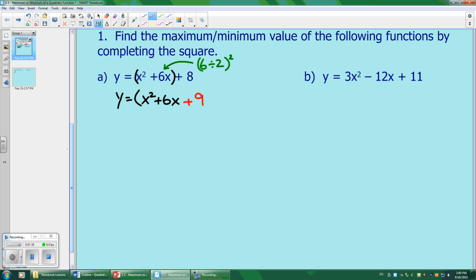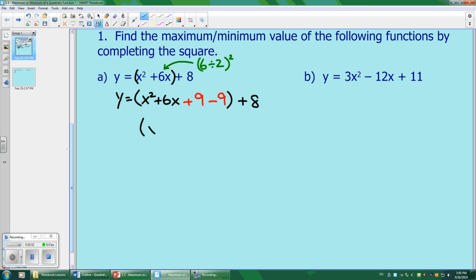Now, that's the perfect trinomial that I wanted, but I can't just add a 9 out of nowhere. You're not allowed to do that. So what I'm going to do is I'm also going to subtract 9, because a positive 9 and a negative 9 just make 0. It's almost as if I haven't done anything at all. So it doesn't really affect the balance of the equation. Plus 8 at the back. So again, that positive negative 9 is a 0. It's like I haven't really added anything at all.